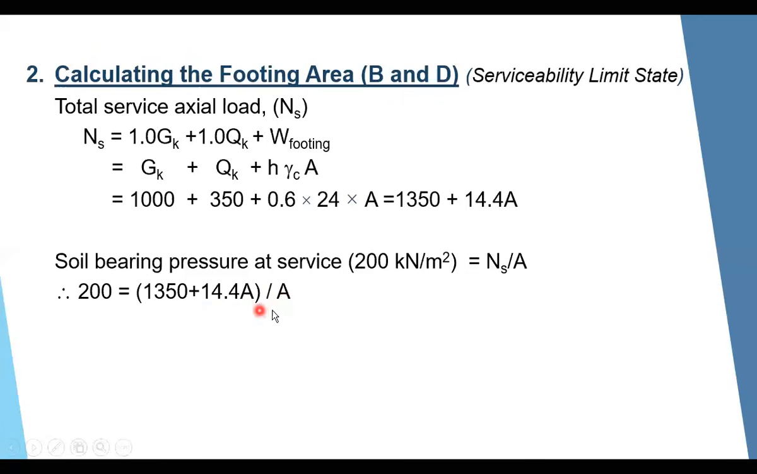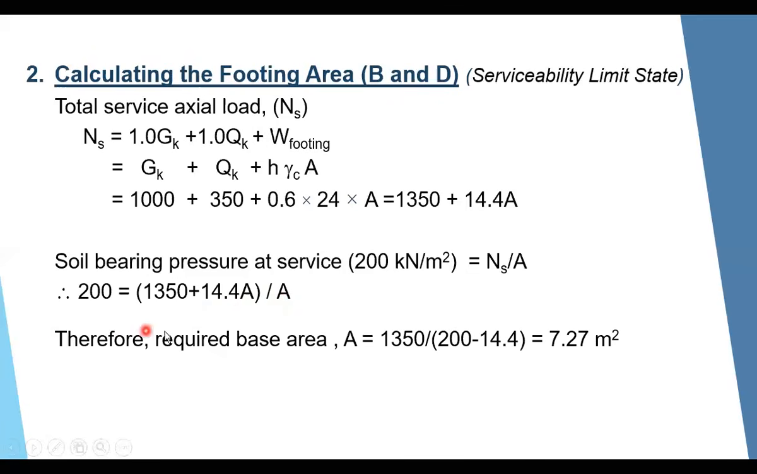So you will have here two A's. You rearrange this equation and you will be able to find the A. The A, or the area of the footing, equals 1,350 divided by 200 minus 14.4. So if you want to find always the area of the footing, it equals the service load, dead load plus live load, divided by the allowable bearing pressure minus this term here, which is the thickness of the footing times the density of the concrete. Okay, so it will be 1,350 divided by 200 minus 14.4. It gives us an area of 7.27 meter square.